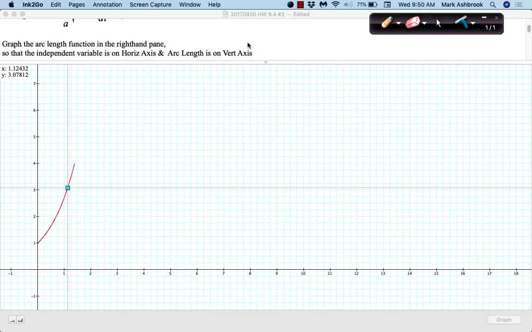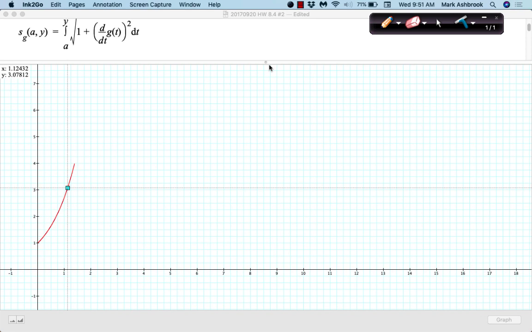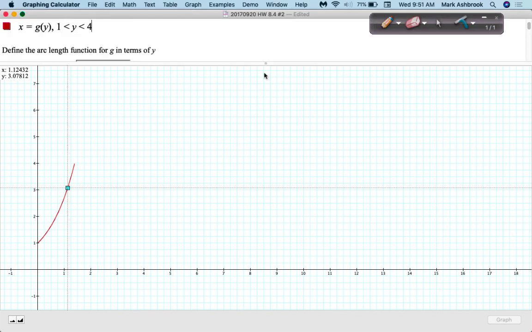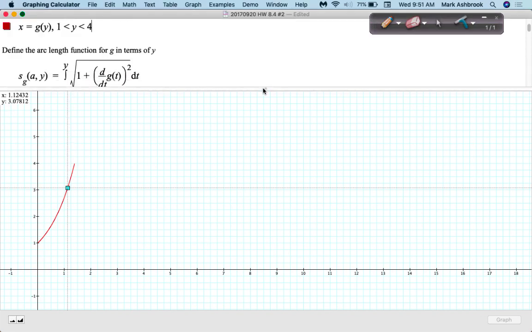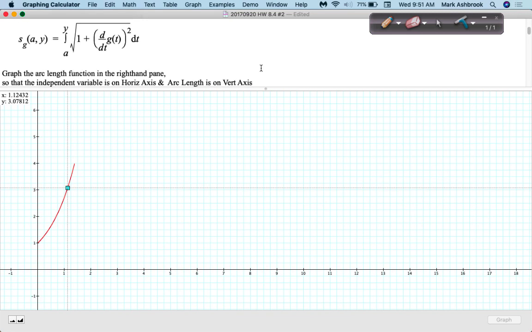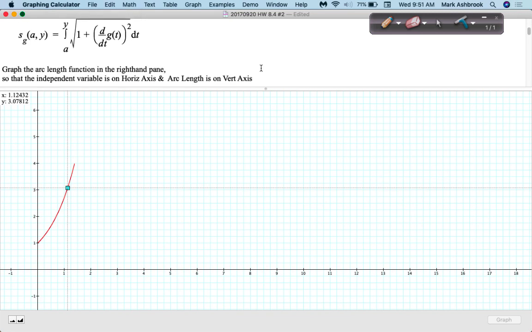Okay, now I want to graph. So let's look at that. There's the function. Here's my next task. I'm going to graph the arc length function in a new pane. So I'll talk about how you can open up a second window pane, but just get the function right first. I'm going to graph this arc length function so that the independent variable is on the horizontal axis and arc length is on the vertical axis.